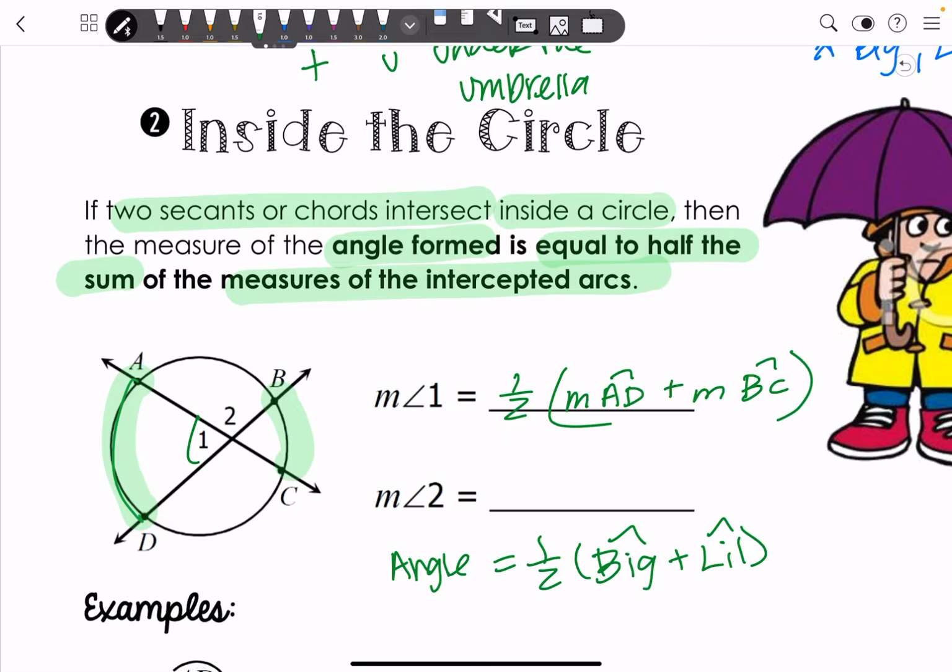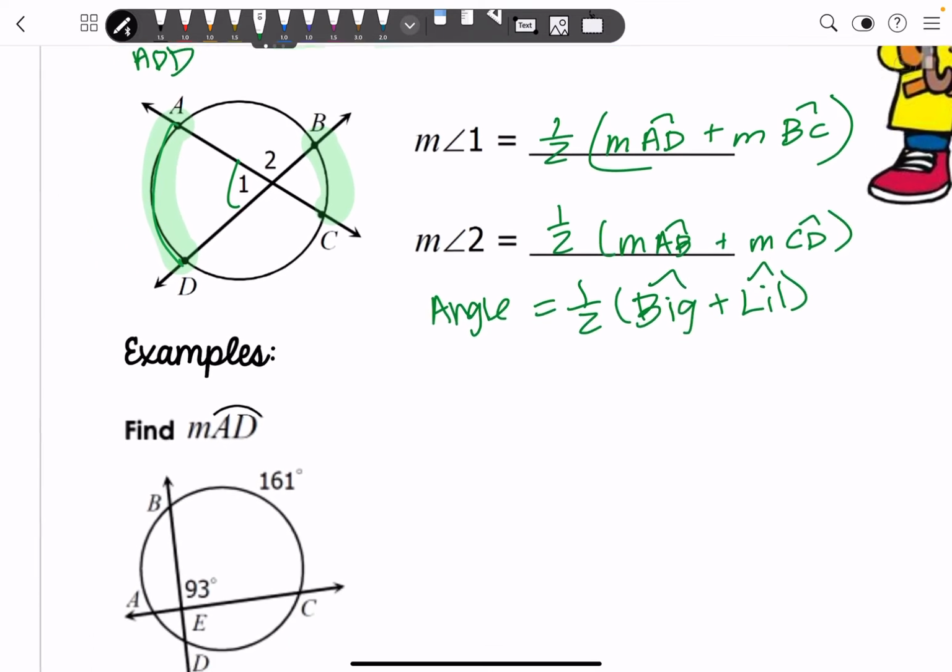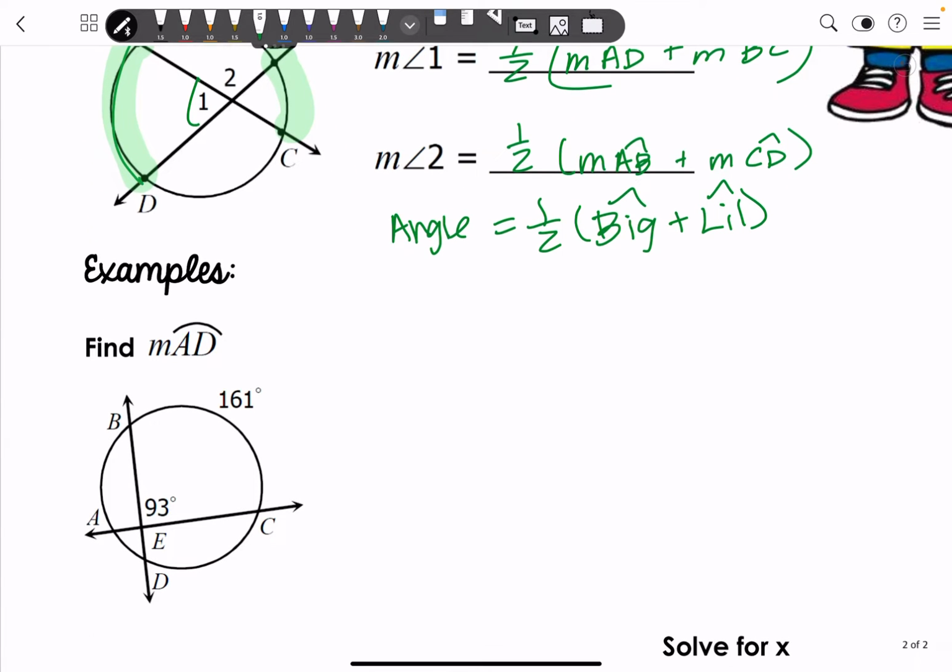So half of the big arc plus half of the little arc, okay, is going to equal the measure of that angle. So I'm going to do half of the measure of arc AB plus the measure of arc CD. Again, we're adding them up. That's what sum means. So an example of this would be this one.